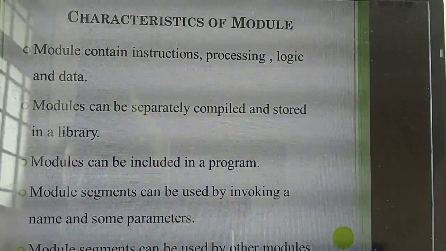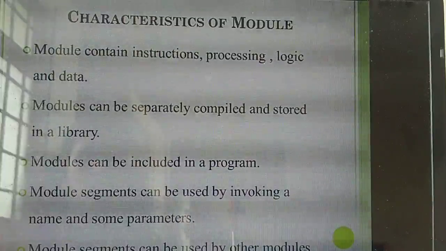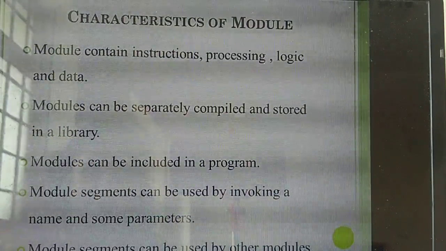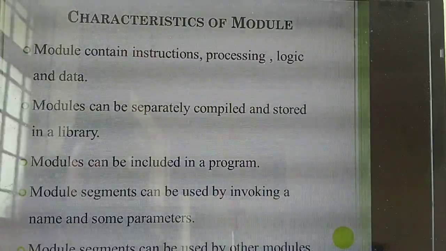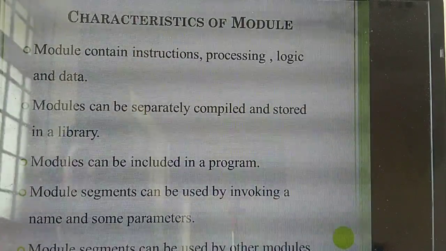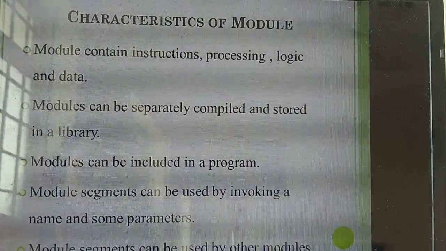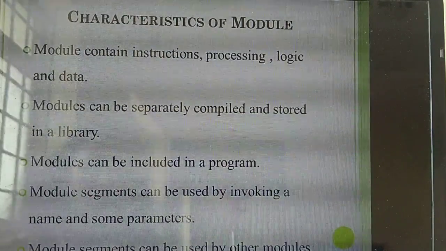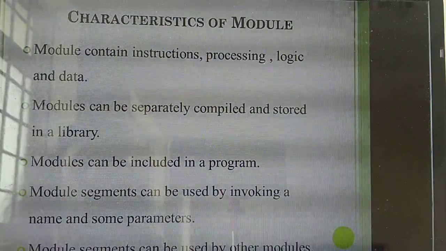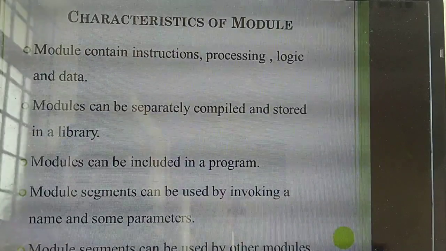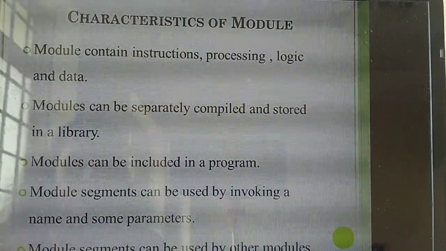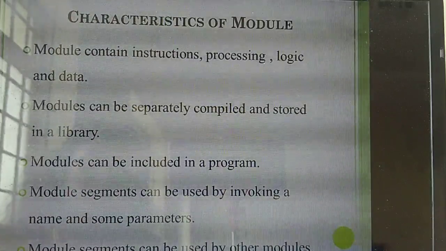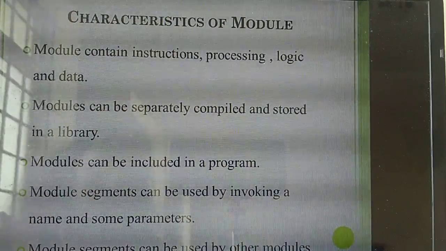Understand? So five characteristics you have studied. What are they? Modules contain instructions, processing logic and data. Each module can be separately compiled and stored in a library. Each and every module you can include in a program. Each module is identified by module name and parameters. Module segments can be used by other modules. That means one module segment can be used by another module. Very important question, please study it now.